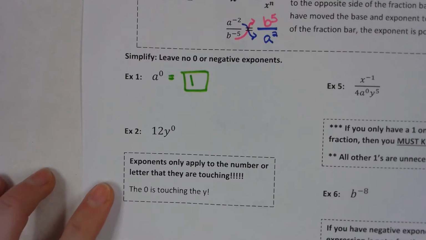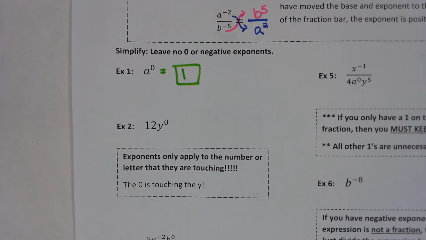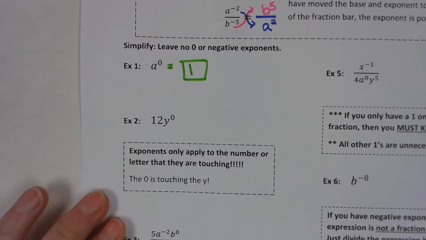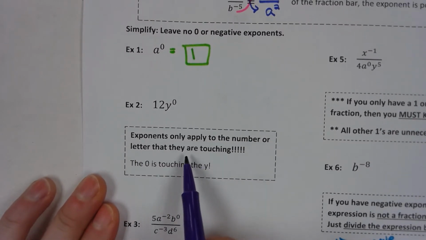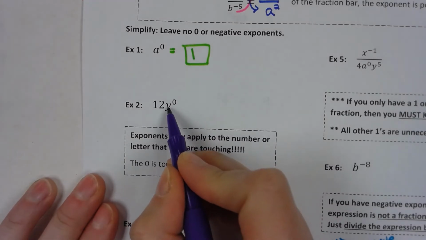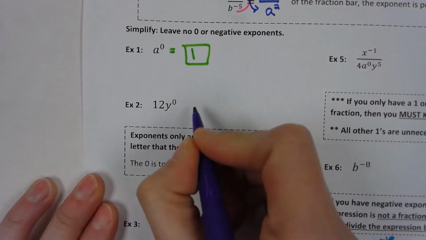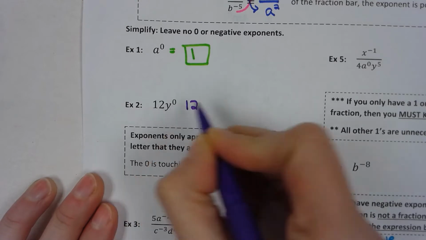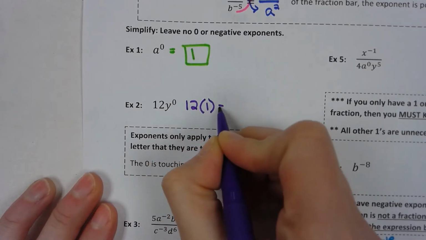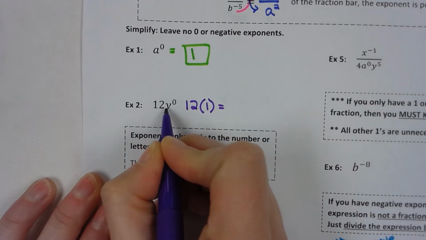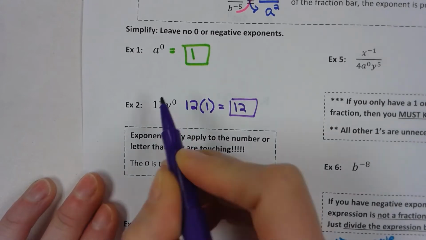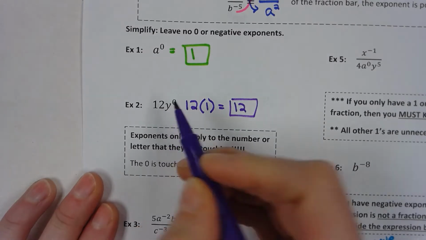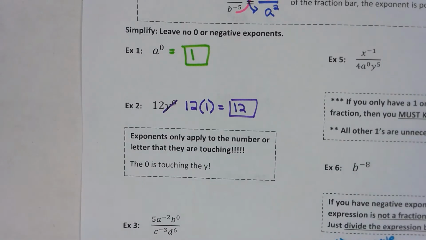Now you have to be careful on number 2. A lot of people think that the answer to this one is just 1, but the answer is actually 12, because exponents only apply to the number or letter that they are touching, and this 0 only applies to the y. So here's what's actually happening. Y to the 0 power does equal 1, but if they're squished together like that, that means we're multiplying, and 12 times 1 is still just 12. So a lot of the times when we see something with a 0 exponent, we just mark it out because multiplying by 1 does not change anything.